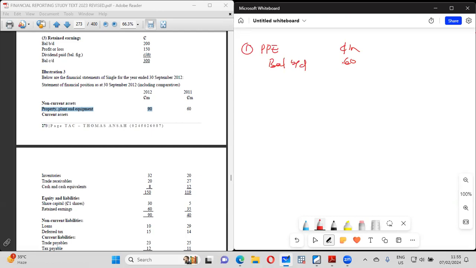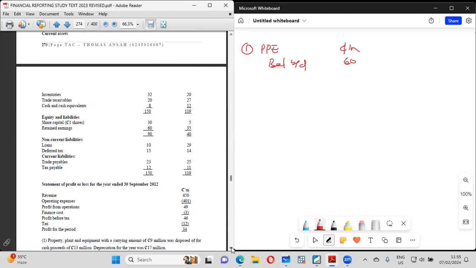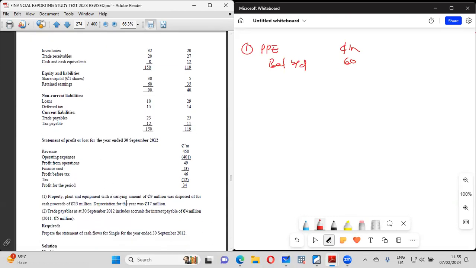Is there revaluation in the question? If there is revaluation in the question, you'll probably see the revaluations in an OCI or in the notes. You don't have anything like that. So this is the note. The note is about the disposal. Then we have trade payables, including accruals and interest payables. That one should help us with our interest calculation, and the accrual thing that we also mentioned.